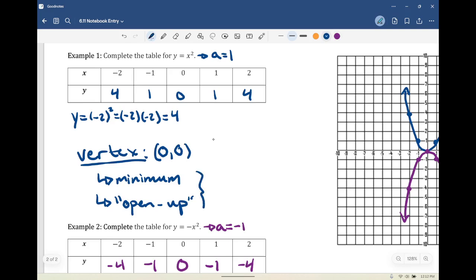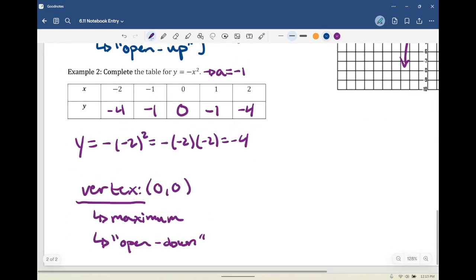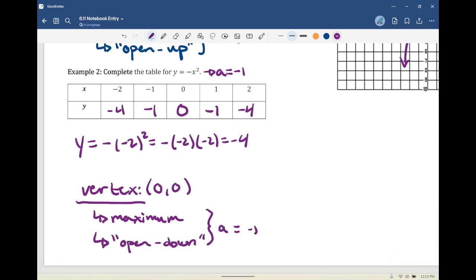Minimum and open up only happens when a is positive, and always happens when a is positive. Does not matter what the positive number is, as long as it is positive. Conversely, maximum and open down happens every time a is negative. Again, doesn't matter what number it is. It could be negative 1/2. It could be negative 3. It could be negative 8 million. That parabola is open down.